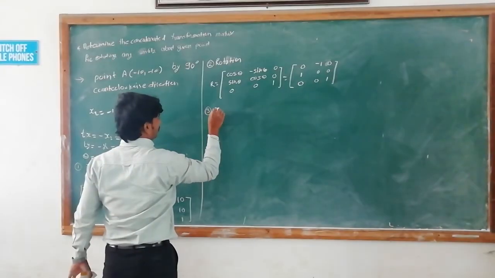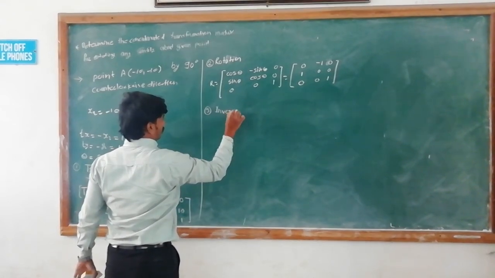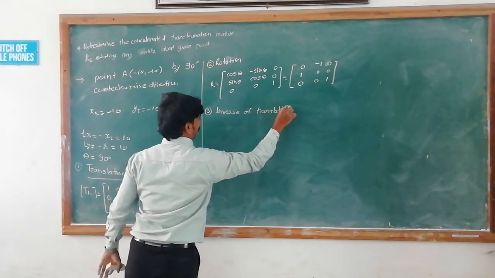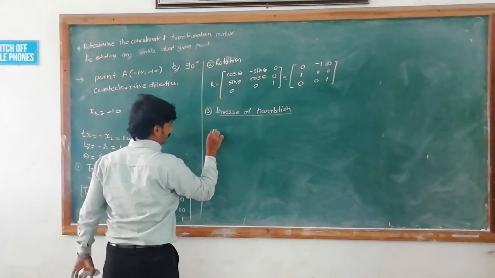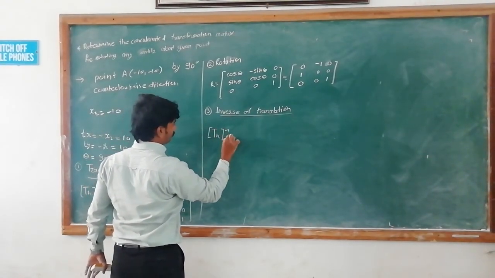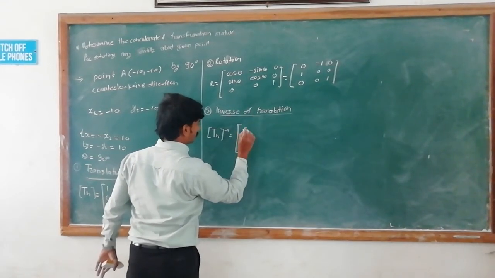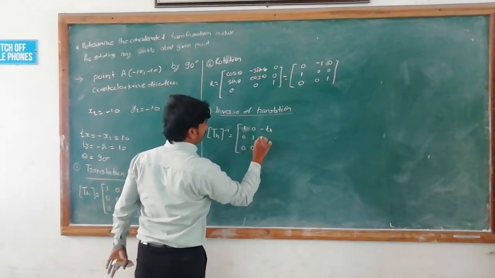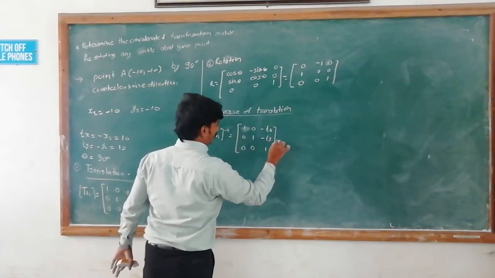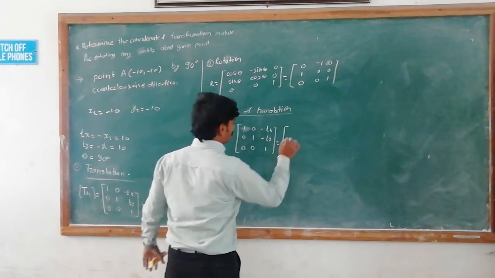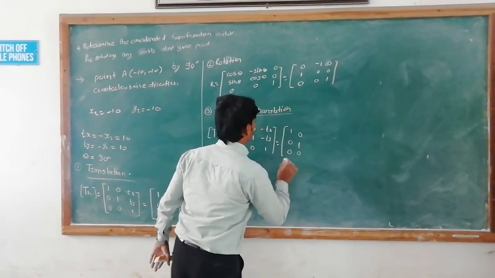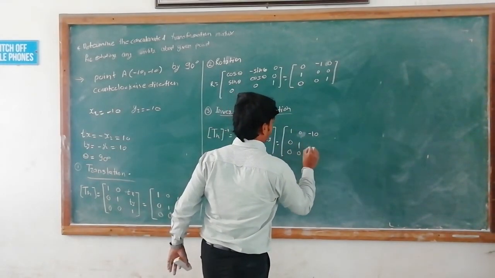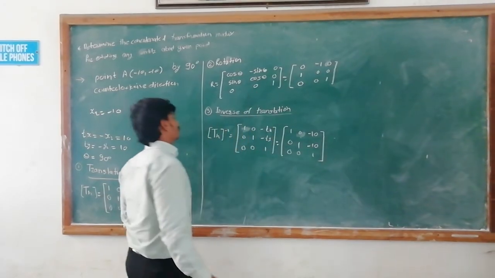Now the third one is the inverse of the translation. TH inverse is equal to 1, 0, 0; 0, 1, 0; minus TX, minus TY, 1. TX is equal to 10, so here is a minus sign, minus 10. TY is also minus 10. So this is the inverse of the translation.